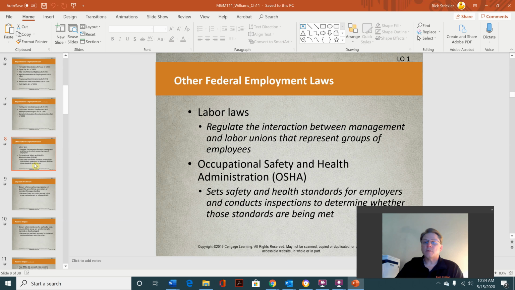Okay, labor laws regulate the interaction between management and labor unions. A labor union represents a group of employees. OSHA is supposed to be there for the safety of the people. A lot of people right now are wondering where OSHA is with all the meatpacking plants being shut down because of people getting sick with COVID-19, and many people have died that have gotten it from working in the meatpacking plants.